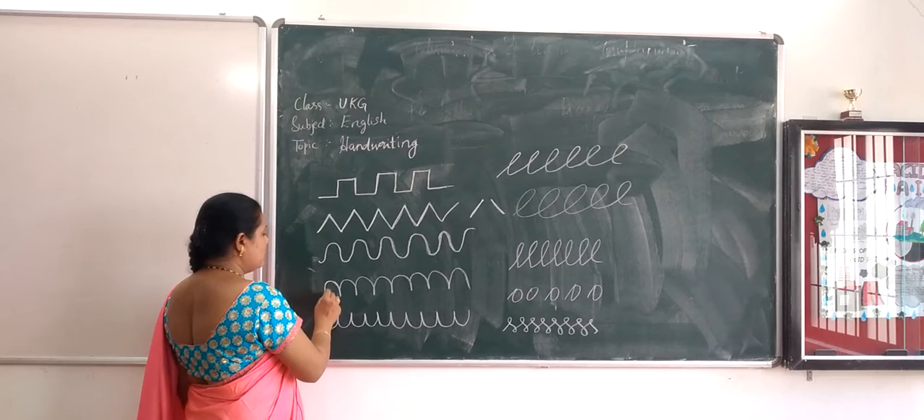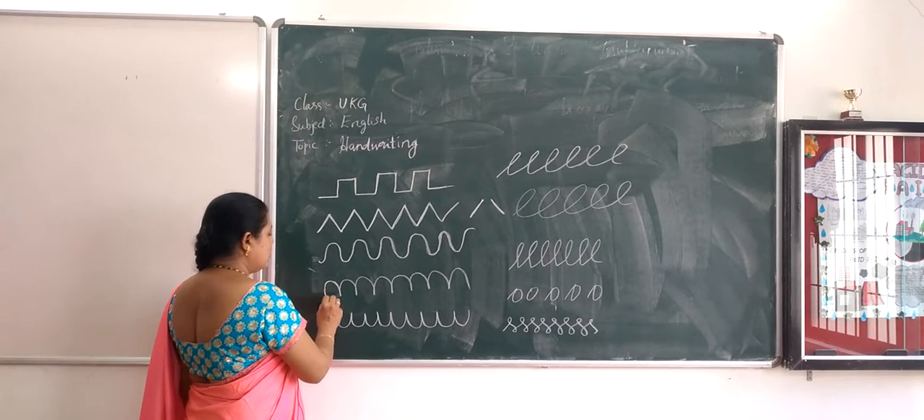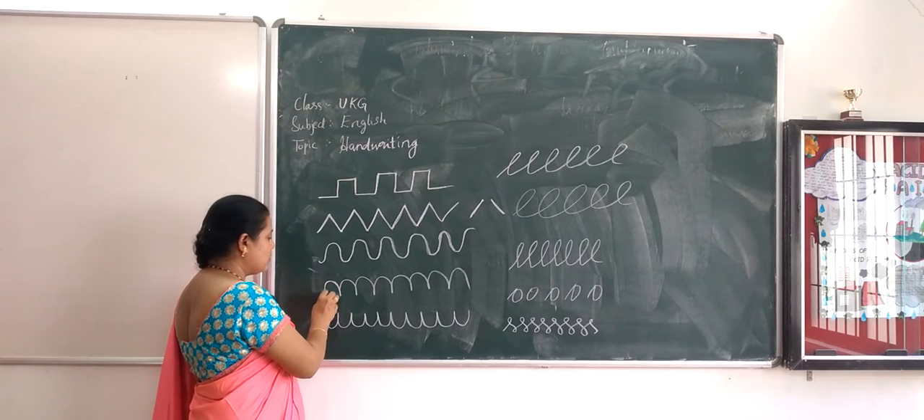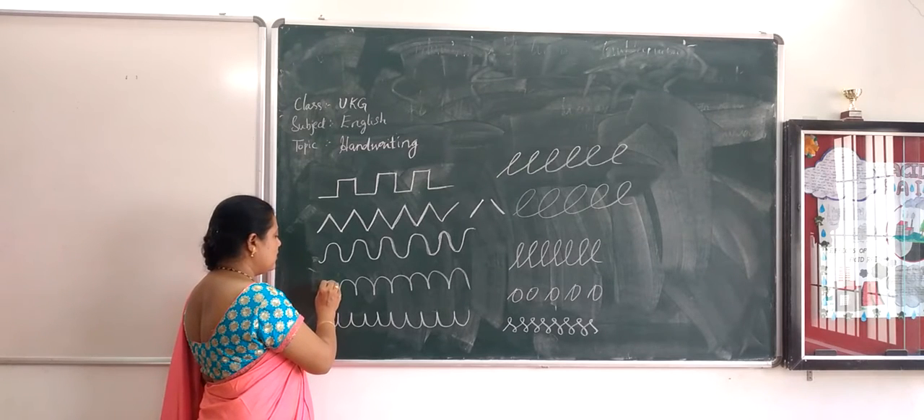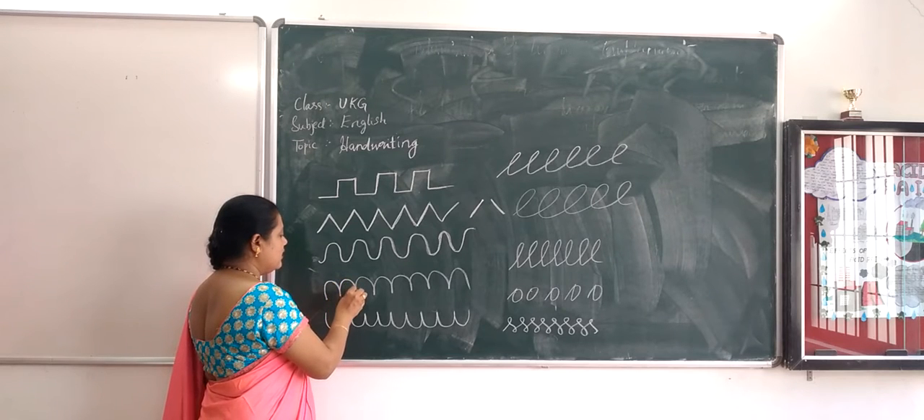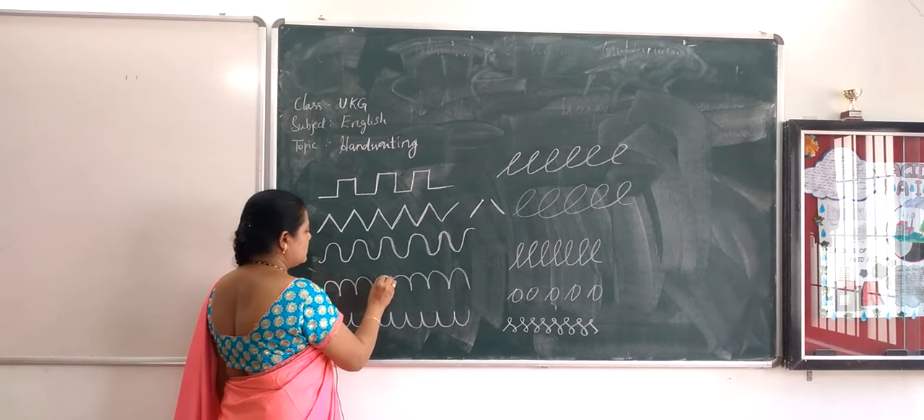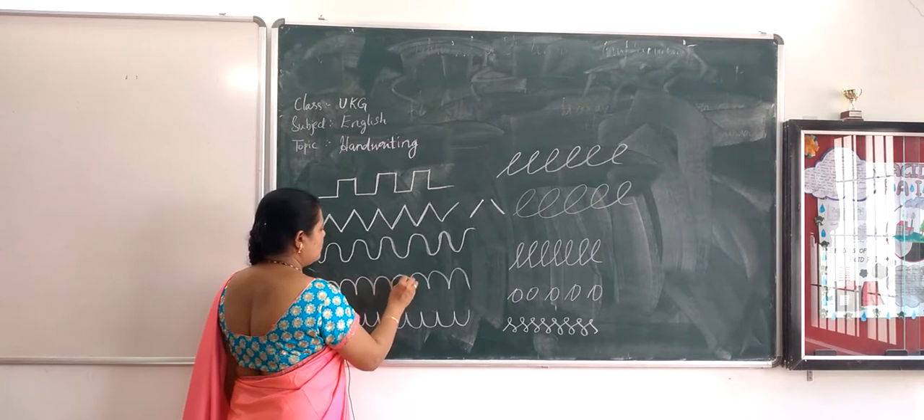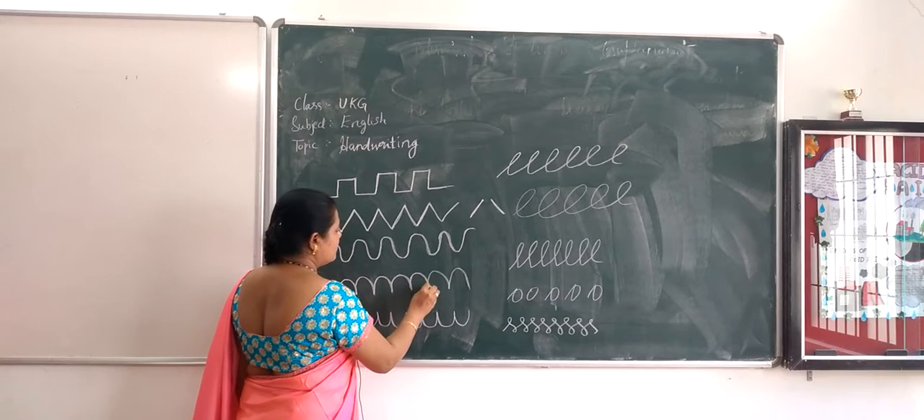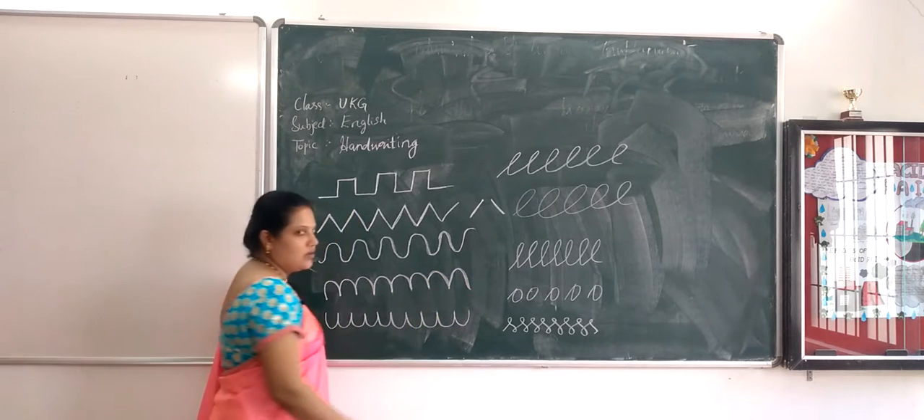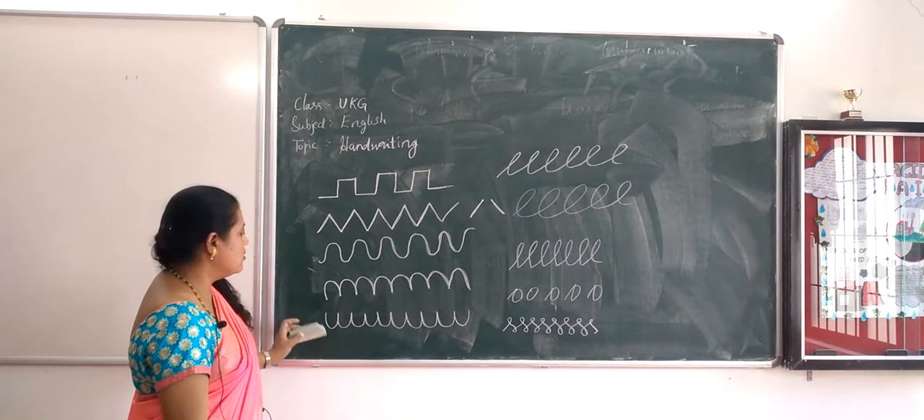This is a downward curve, children. You need to start from this point. Without removing your pencil, continuously you need to draw upon that. Yes. See, this is a downward curve. So this is a chain of curves.